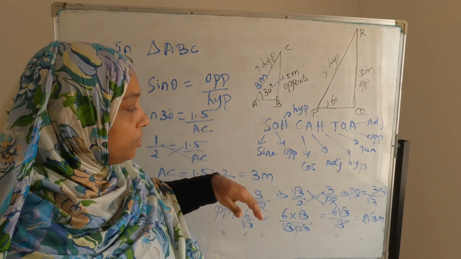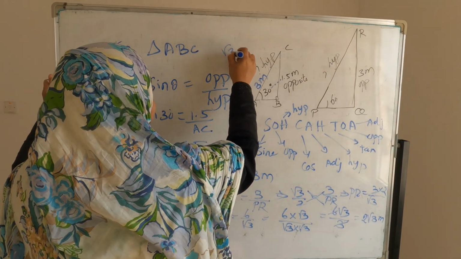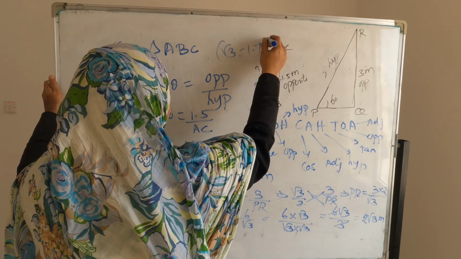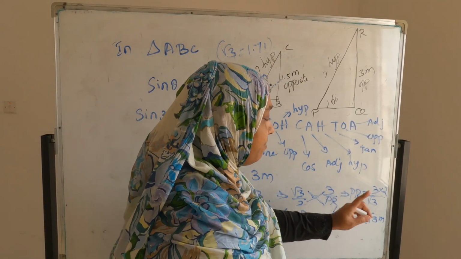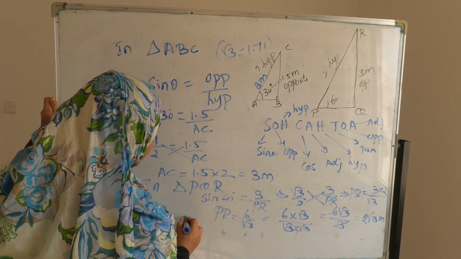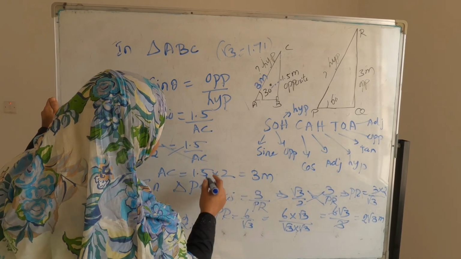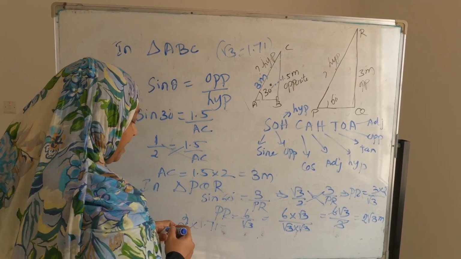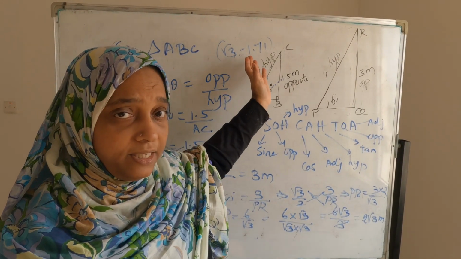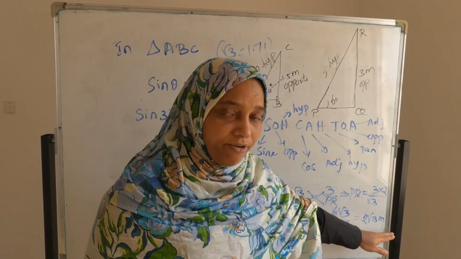Suppose in the question they give the value of root 3 as 1.7 or similar. Then use that value here and multiply: 2 into 1.71, and give the value. If they have not given it in the question, leave it here itself, it's enough for us.